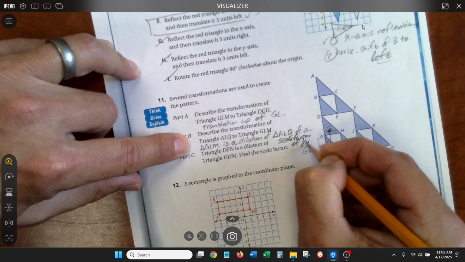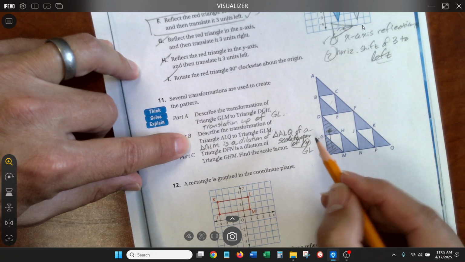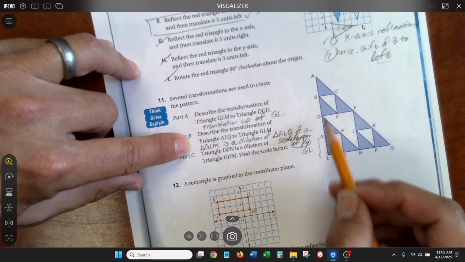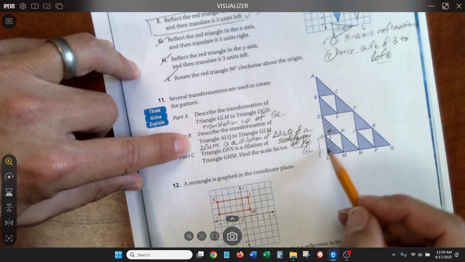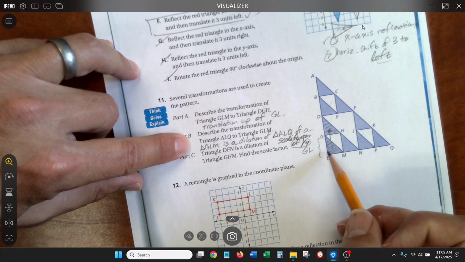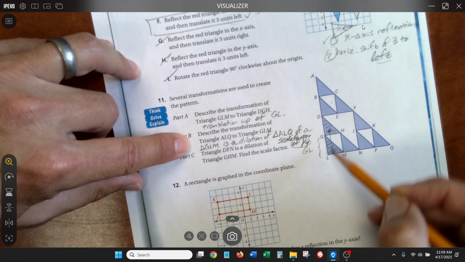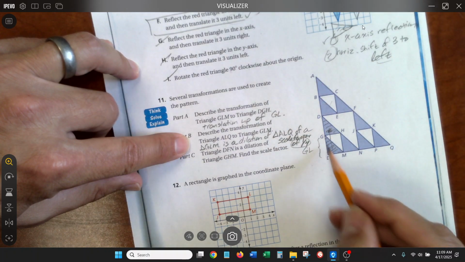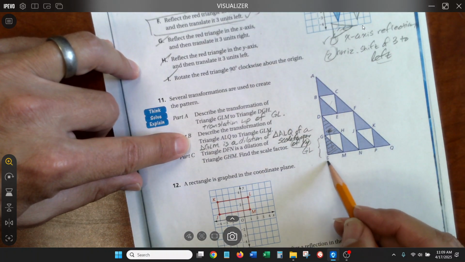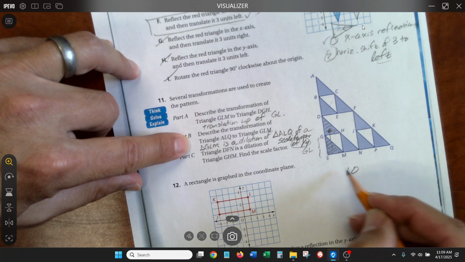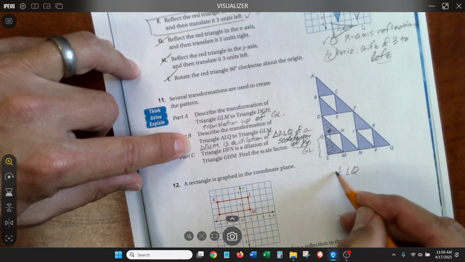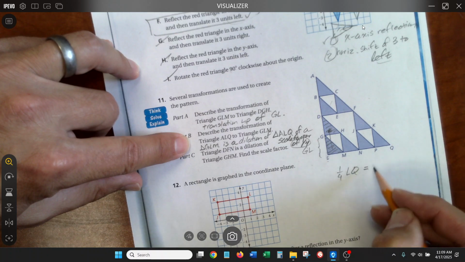When we say scale factor, what we mean is we multiply each side of the original triangle by this scale factor to get the side length of the transformed triangle. So AL times 1/4 gives us GL, right? LQ, 1/4 of LQ would be equal to LM.